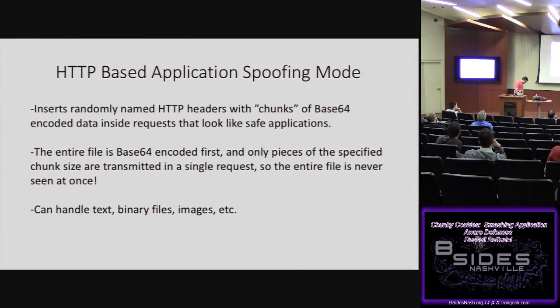So, what we're going to do with FireWay is we're going to put randomly named HTTP headers with pieces. We're going to take our file, base64 encode it, and put pieces of the base64, not the whole thing, just pieces of it, inside requests that look like safe or good applications. Encoding is great for us because we can do binary files, images, text, whatever, and then put it all back together on the outside and decode it. So nothing's ever seen in its entirety at once.